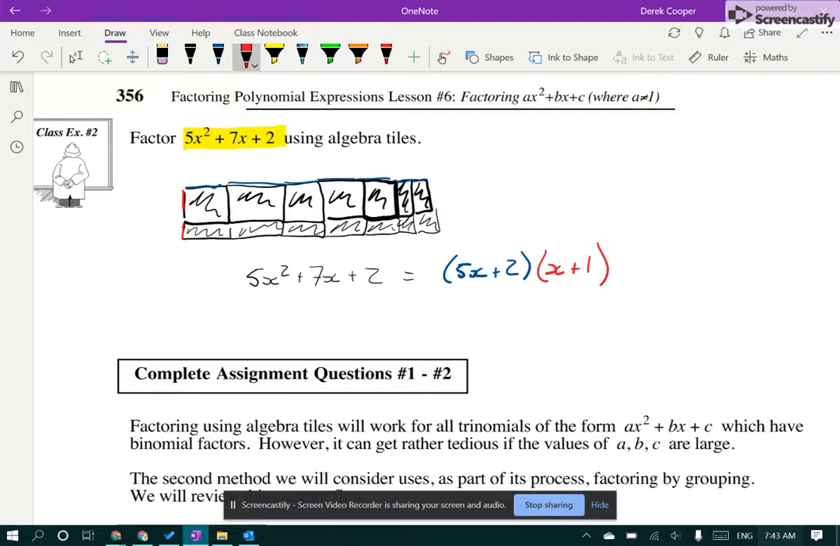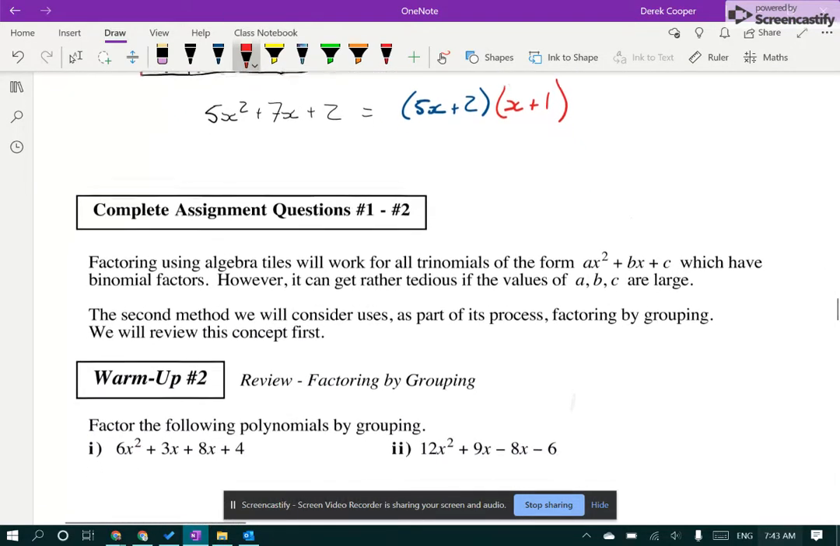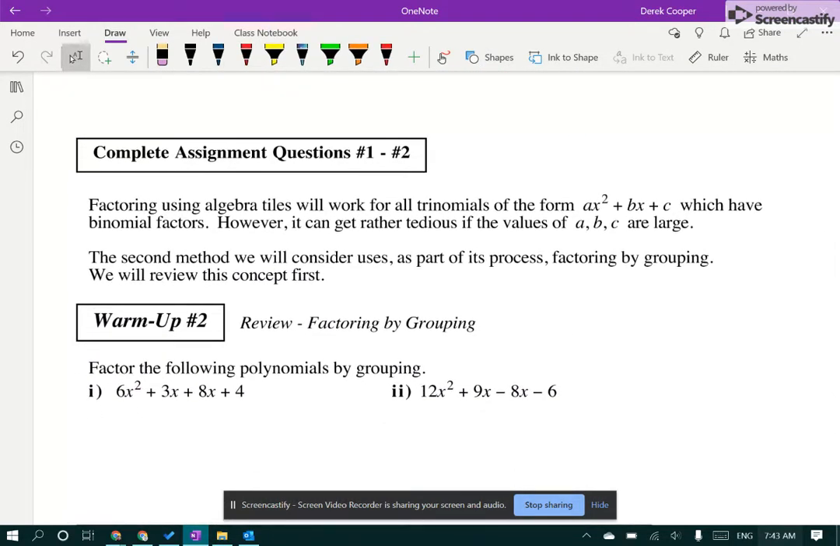Those are our two sides there. So we were able to factor this. It says factoring with algebra tiles will work for all trinomials in the form of ax squared plus bx plus c, which have binomial factors. However, it can get rather tedious if a, b, or c are large.